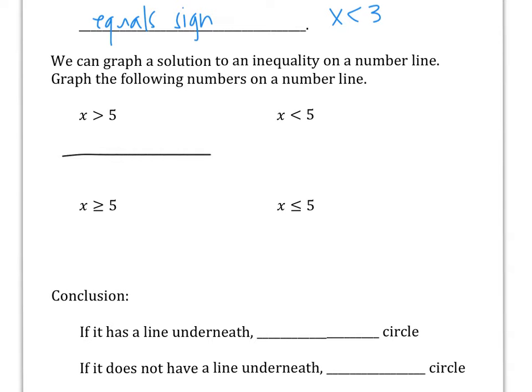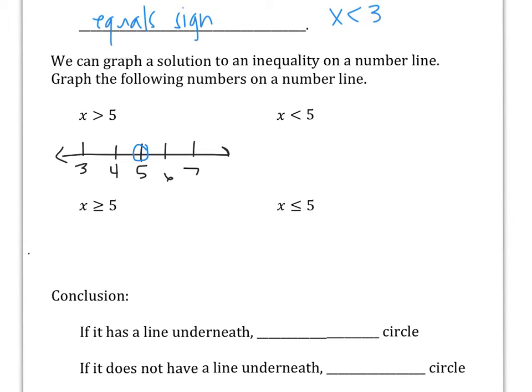So I'm going to draw a number line. I'm going to put 5 in the middle. I'm going to put two numbers larger than 5 to the right of it, and two numbers smaller than 5 to the left of it. And then to graph x is greater than 5, I am going to put an open circle at 5 because this graph does not include 5.